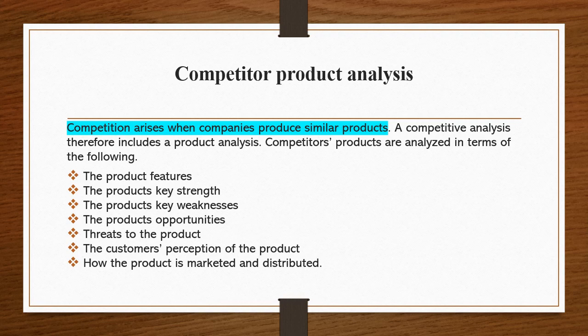1, we look at the product features. 2, look at the product's key strengths. 3, we look at the product's key weaknesses. We look at the product's opportunities. We look at the threats to the product. We look at the customer's perception of the product and how the product is marketed and distributed. So those are the elements that are focused on when carrying out product analysis or competitor product analysis.